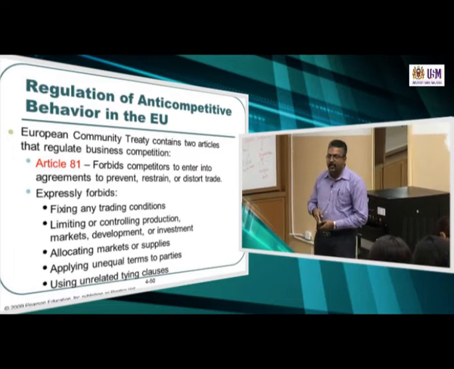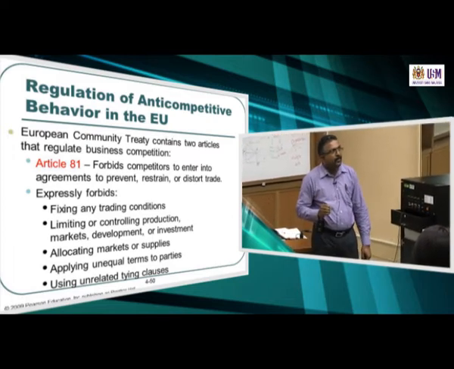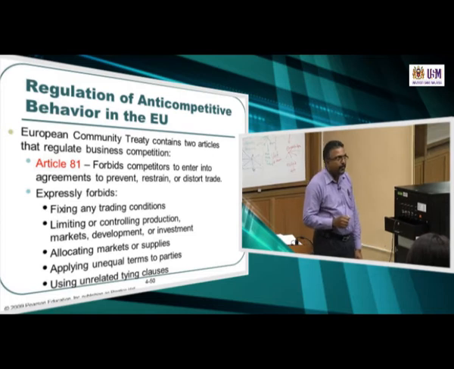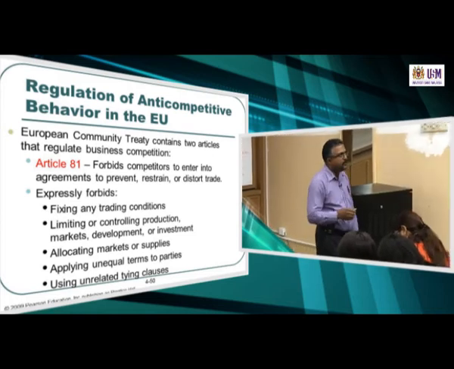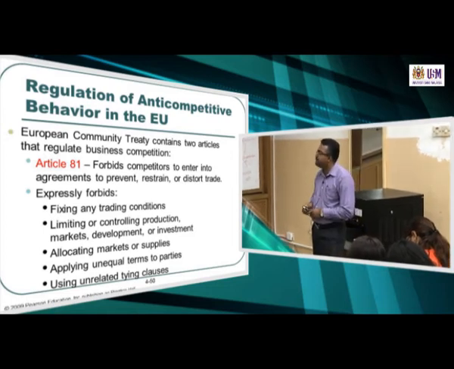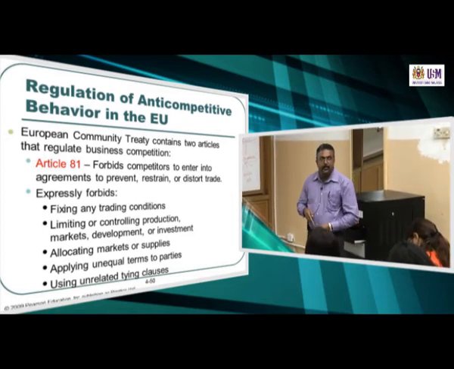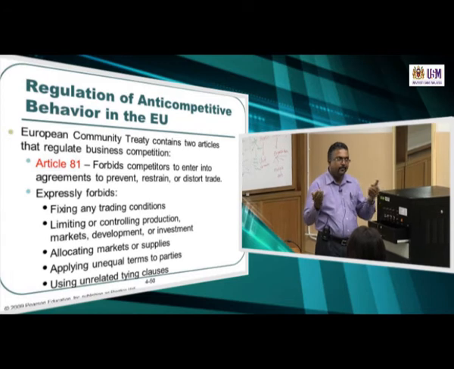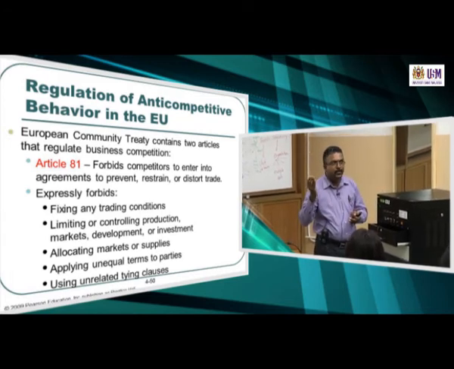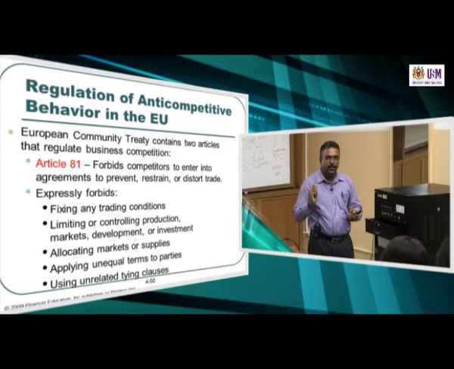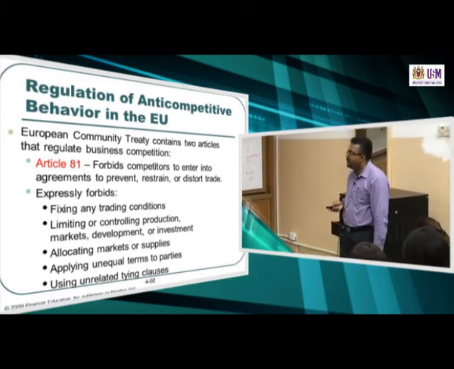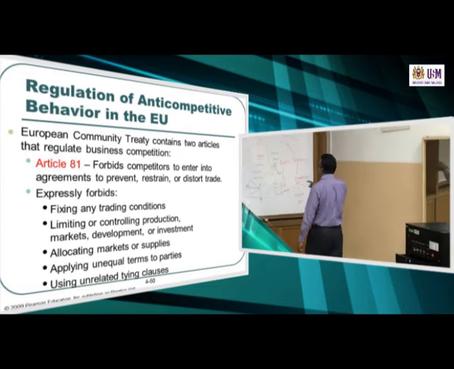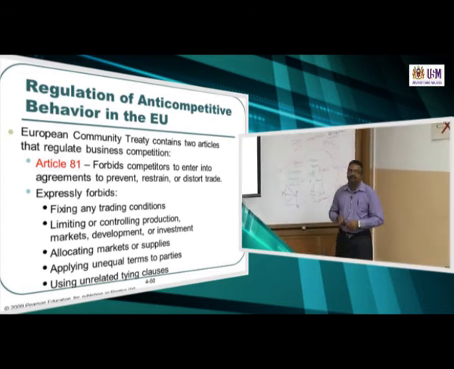Allocating market or supplies: hey, agent, please sell to Langkawi only, don't sell to other parts of Malaysia. We cannot say that. This we call allocating market or supplies. Supplies too: you cannot tell them, please only buy from this supplier, don't buy from other suppliers. Unless you say that this supplier is chosen based on quality, then it's different. But you cannot say don't buy from other suppliers without any justification. So these are things they want to establish what? Fair competition. Okay?